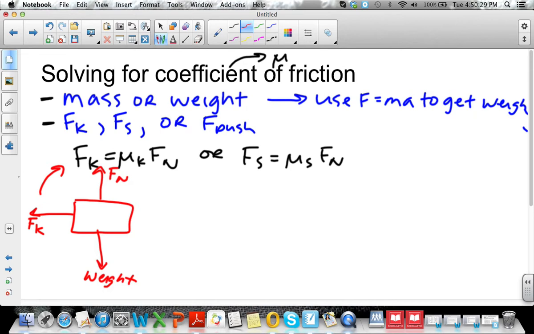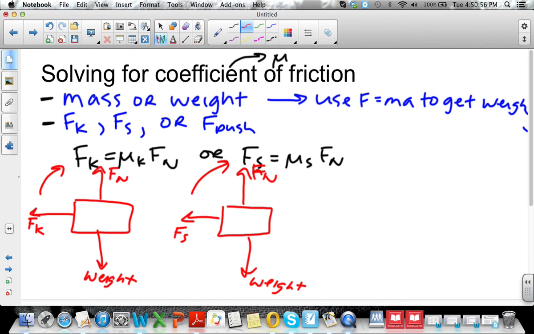Plug everything in. Okay, so then the second case would be if you're talking about static friction. Say we've got the weight, we've got Fn. If you have Fs here, you may or may not have an F push. I don't know, it depends on the question. Usually we do, but you never know. If you have Fs, again, you have enough information because you have Fs, you have Fn, you can find mu s. You have two of the three things, that's all you need.